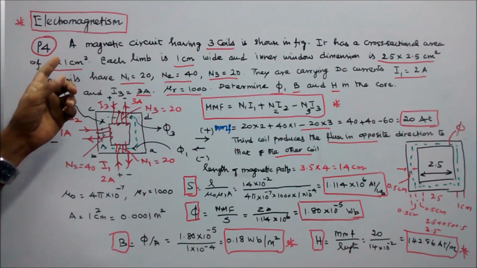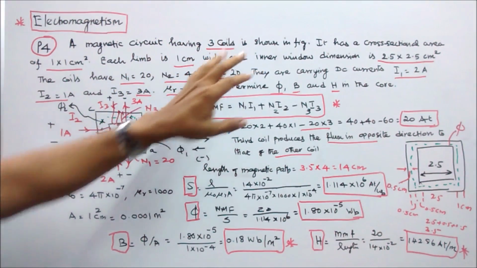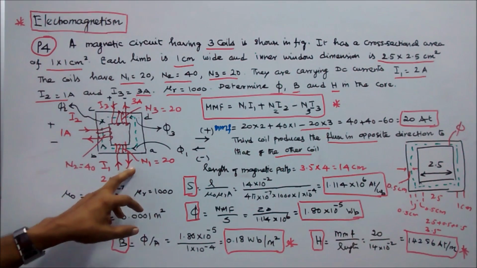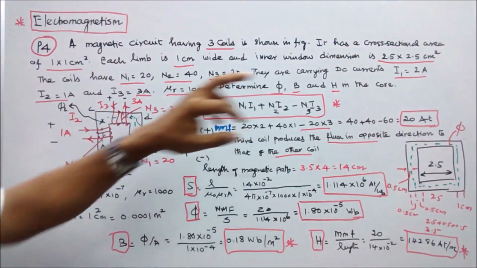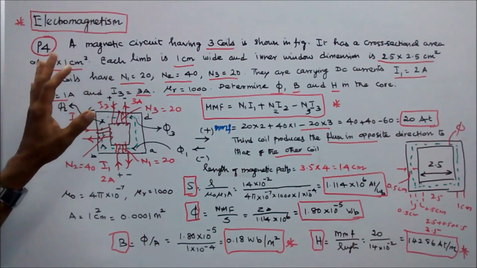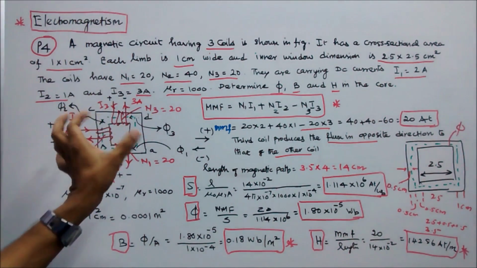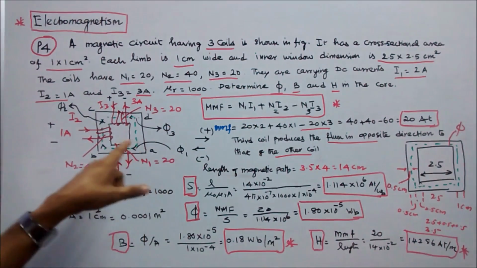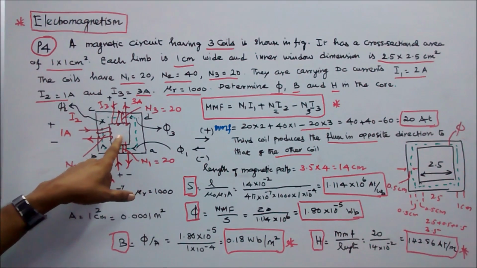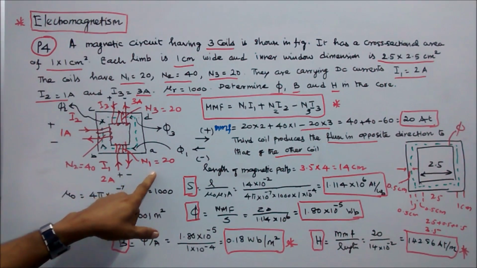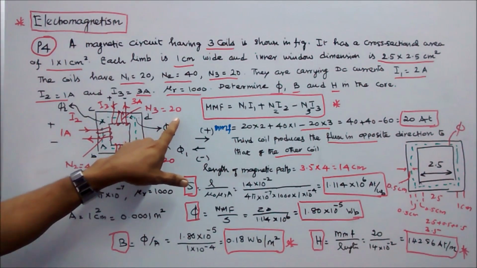Problem number 4. A magnetic circuit having 3 coils is shown in figure. This is the figure. This is coil 1, coil 2, coil 3. It has a cross-sectional area of 1 by 1 centimeter square. Each limb is 1 centimeter wide and the inner window dimension is 2.5 by 2.5 centimeter square. The coils have N1 is equal to 20, N2 is equal to 40, N3 is equal to 20.